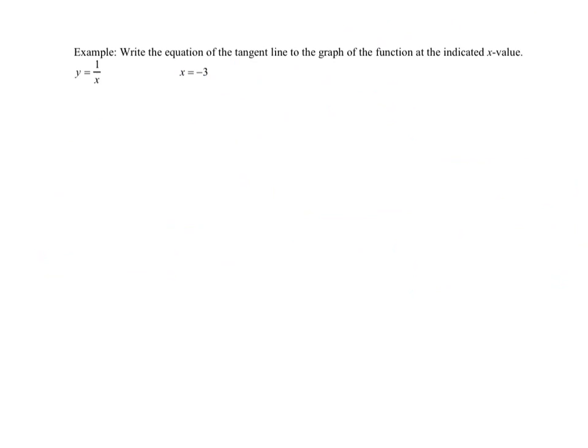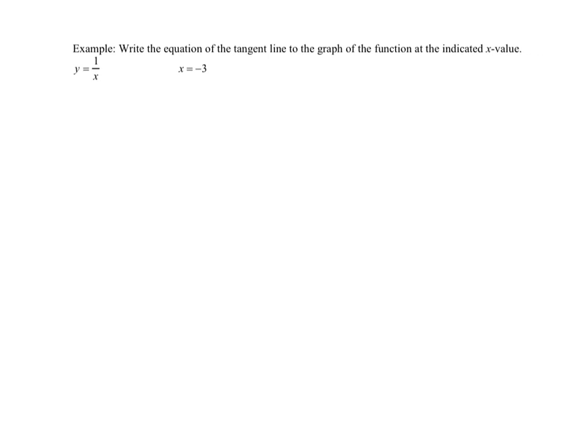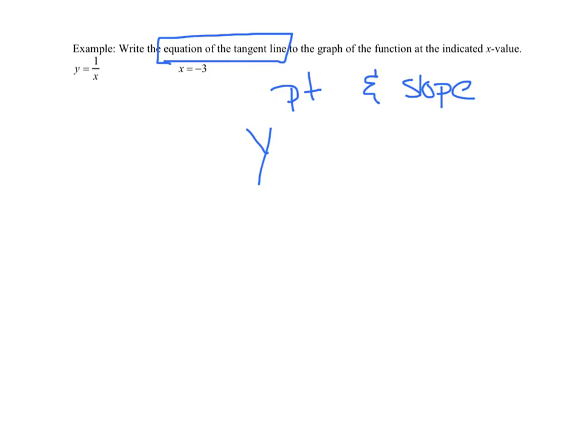All right, in our next example, we need to write the equation of a tangent line to a graph of a function at the indicated x value. What jumps out at me is the equation of a line. So think back to our algebra days. To write the equation of a line, you need a point and a slope. We have that point-slope formula: y minus y1 equals m times x minus x1.